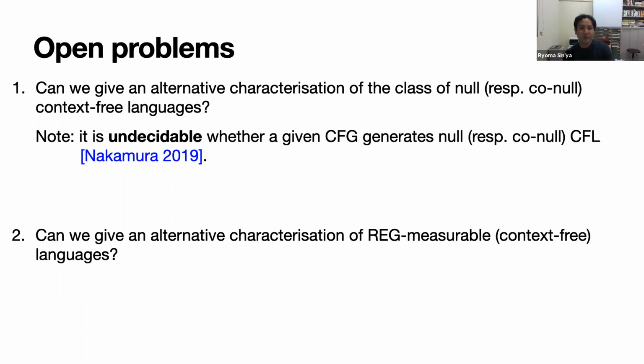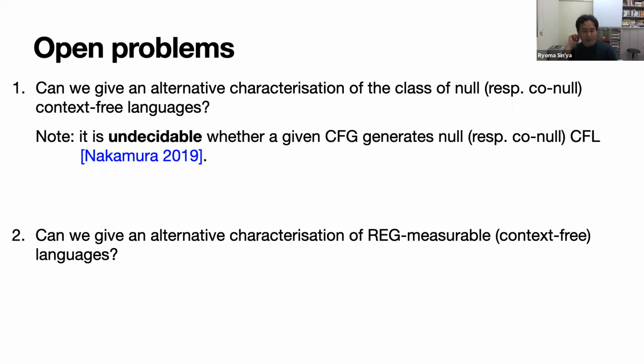And the second problem is also a fundamental one. Can we give an alternative characterization of regular measurable languages, in particular regular measurable context-free languages?